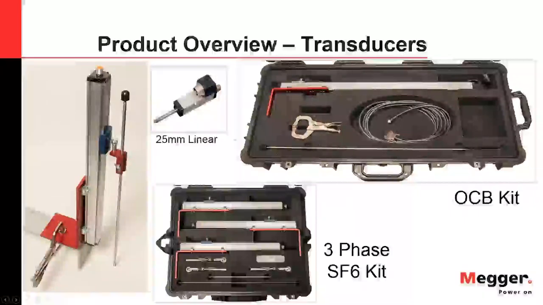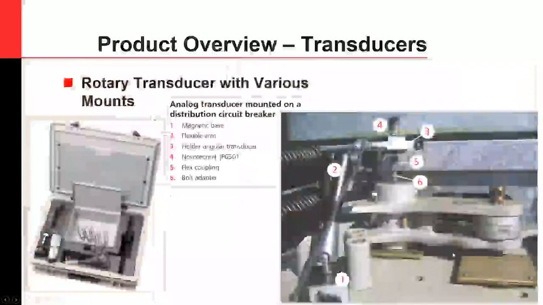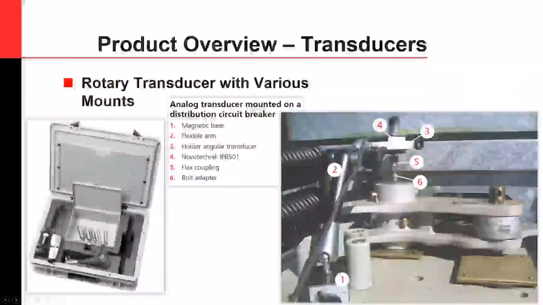We also, of course, have rotary, and a nice rotary kit, magnetic mounts, flexible arms, flex couplers, different bolts and attachments. And then we have some specialized transducers, your AHMA and your HMBs for those ABB ones. And then you'll notice, if you remember on that case study, I used this attachment that's also used for ABB, HPL, BLGs, Siemens live tank breakers as well. But this is a nice flexible piece that I used on a dead tank one.